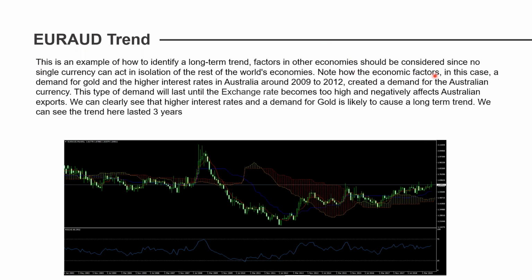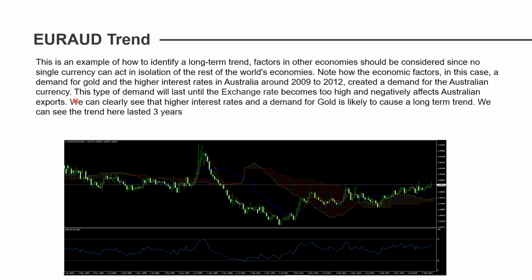Now, note how the economic factors in this case, a demand for gold and the high interest rates in Australia between 2009 and 2012, created a demand for the Australian currency. This type of demand will last until the exchange rate becomes too high and negatively affects Australian exports. Okay, so we can clearly see that the high interest rates and demand for gold is likely to cause a long-term trend. We can see that the trend here lasted 3 years.